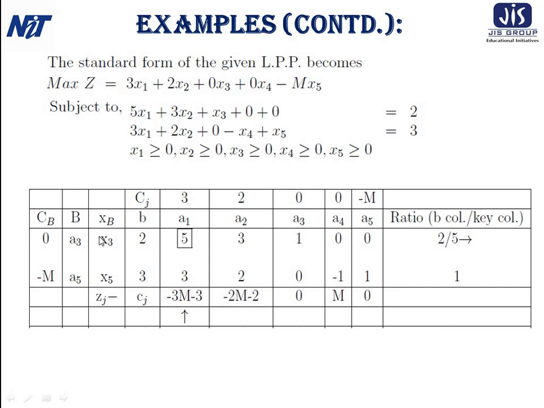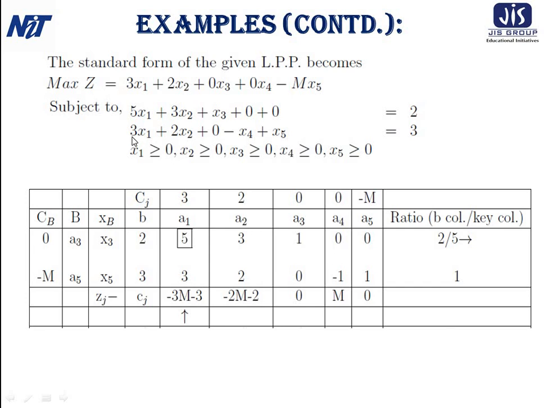So x3, x5. Here capital B means a3, a5, the coefficients of x3 and x5 in the general equation, and CB means the coefficients of the basic variables in the objective function, that is 0, minus M. So x3 is 0 and x5 is minus M. Now we have to put the values of a1, a2, a3, a4 and a5 from the constraints, that means the coefficients of the variables in the constraints. What are the coefficients of the variables in the first constraint? 5, 3, 1, 0, 0. So here we are putting 5, 3, 1, 0, 0.